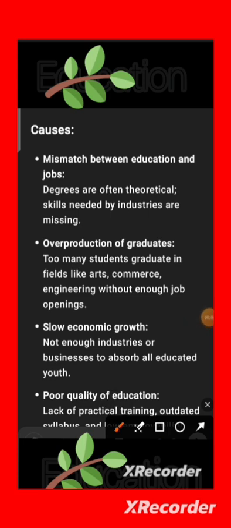Causes of educated unemployment. Mismatch between education and jobs. Degrees are often theoretical, and skills needed by industries are missing. The education system focuses more on degrees rather than skills. Overproduction of graduates. Too many students graduate in fields like arts, commerce, engineering without enough job openings. Lack of vocational training. Students are not equipped with employable skills.